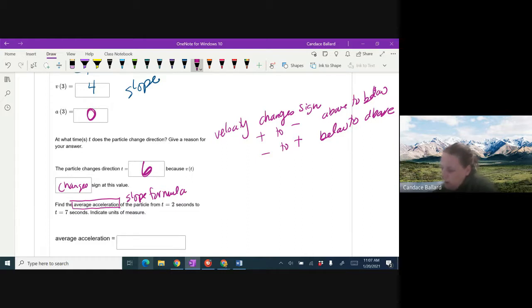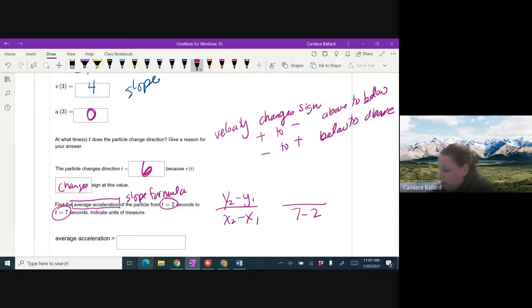Okay, all right. So average, so I'm going to use the slope formula. So let's think about the slope formula. Slope formula is y sub 2 minus y sub 1 over x sub 2 minus x sub 1. I always go back to my roots, right? Go back to algebra. So in the context of this problem, I know my x values are these guys, right? So I'm going to do the bigger one first, 7 minus 2.